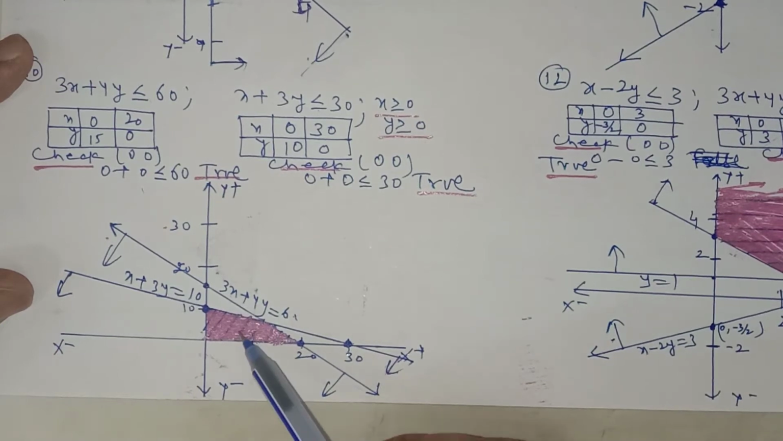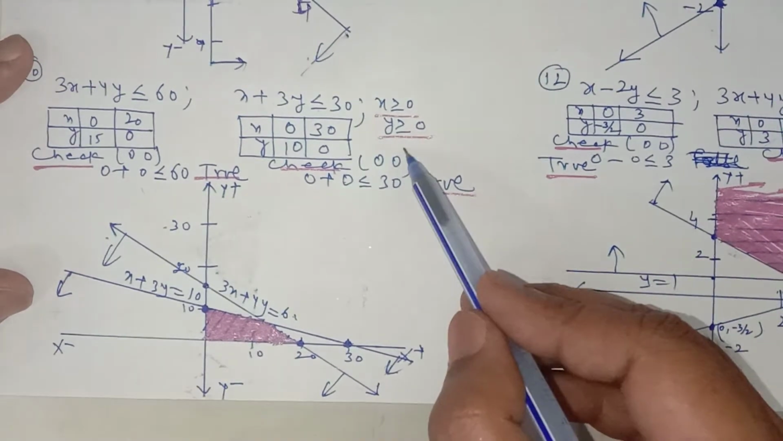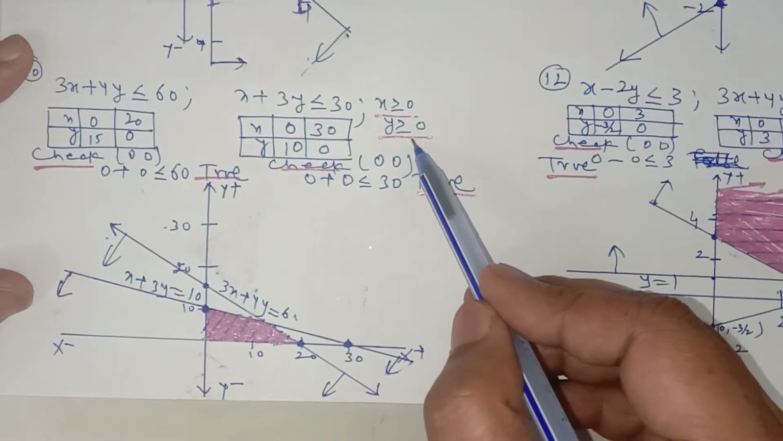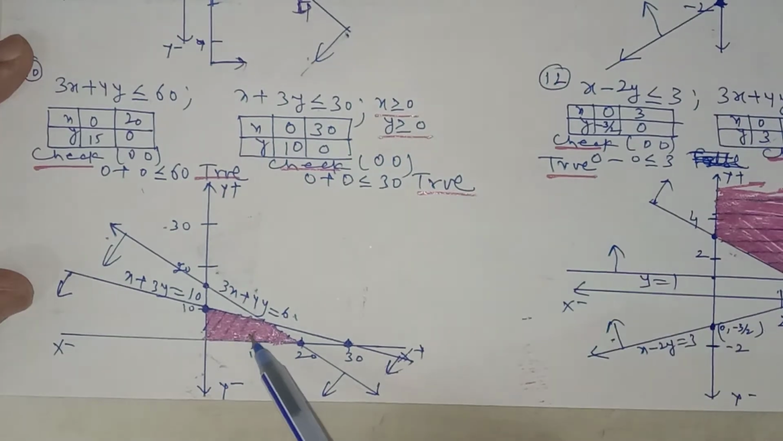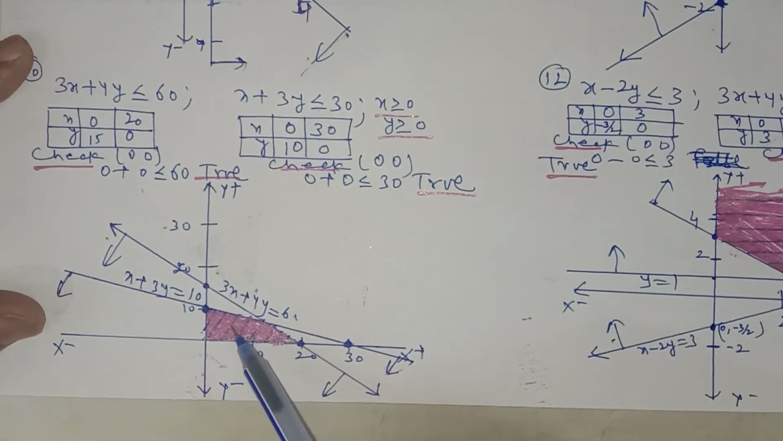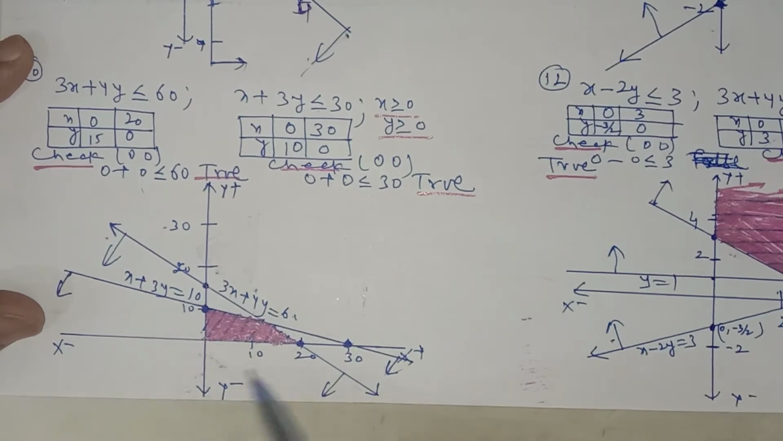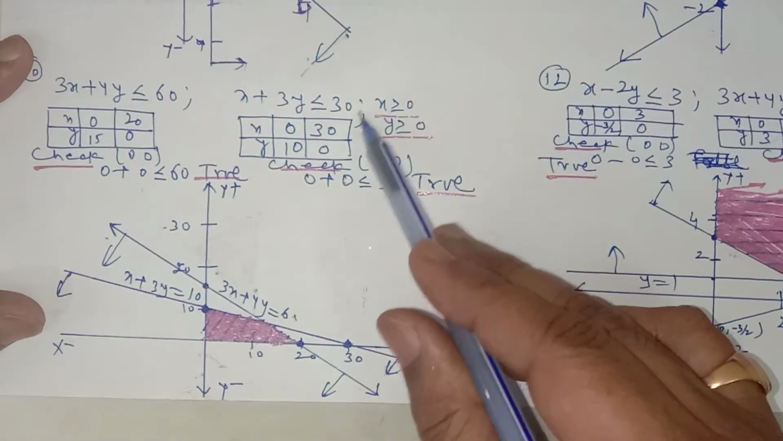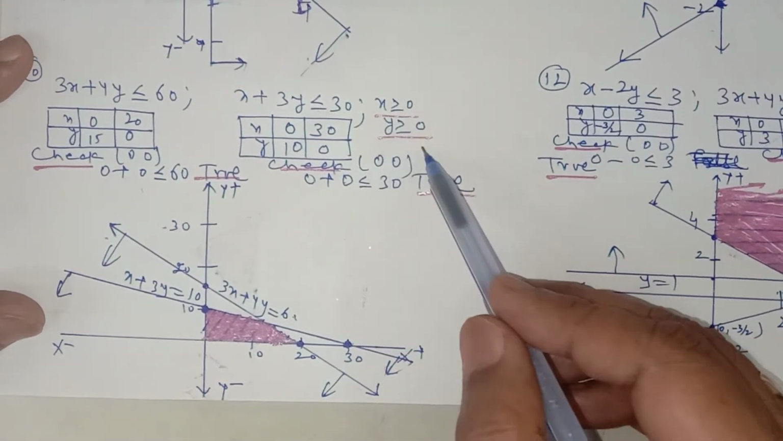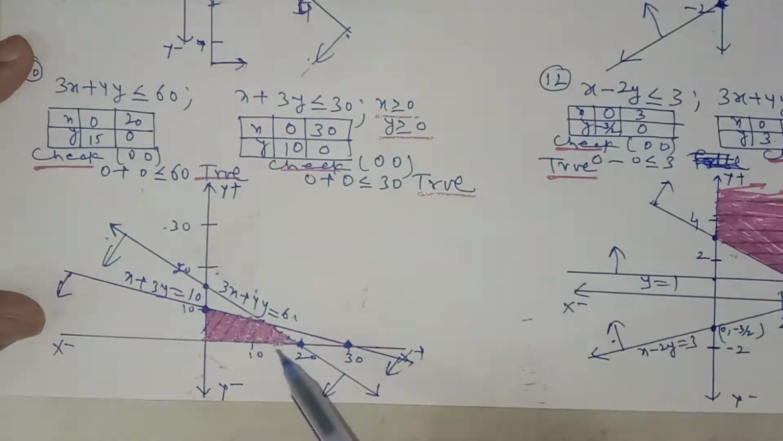But I have marked this only because it is given that x is positive and y is positive, which is only in the first quadrant. So you have to mark the solution set of it only in the first quadrant. This only, not this, not this, not this. Because in these three quadrants, x and y are not positive. x and y will be positive only in the first quadrant.